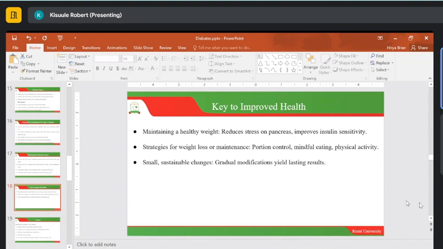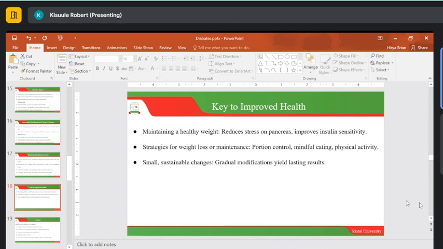We're reducing the stress on the pancreas, because the pancreas is the area that has these beta cells that are responsible for producing the insulin. This will also help us in improving the insulin sensitivity. Also, strategies for weight loss or management: portion control, mindful eating, and physical activity. I've told you there is a whole course on physical activity and how we should do it.